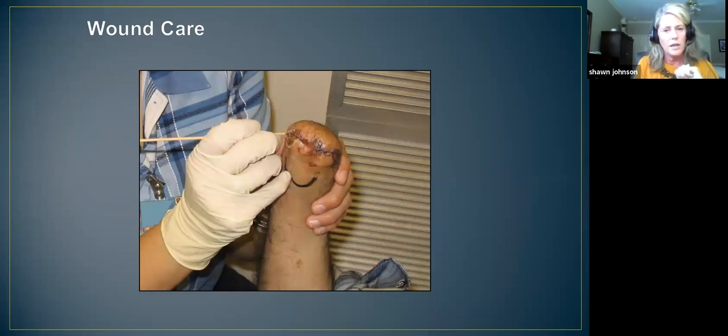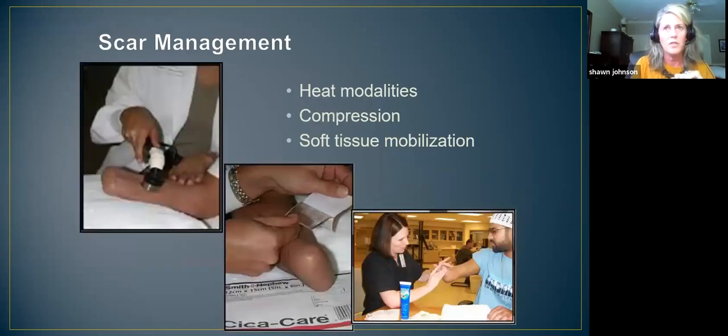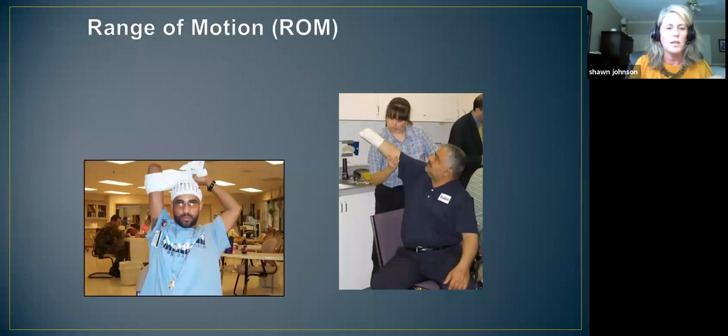So wound care prior to receiving a prosthesis, making sure there's not going to be any open areas, nothing that needs to be debrided. And then scar management, if they have adherent tissue and you put a prosthesis on it, it's going to create a friction point and then probably cause skin breakdowns. So we need to make sure that the skin moves with the socket. So we're going to use heat modalities, compression, soft tissue mobilization, and then range of motion. If someone cannot raise their arm above their head, they're not going to be an optimal and efficient user of a prosthetic device. So we need to work on that prior to them getting a prosthesis.